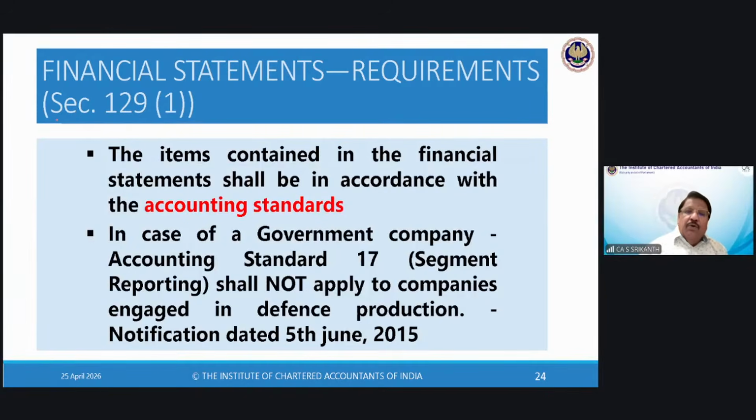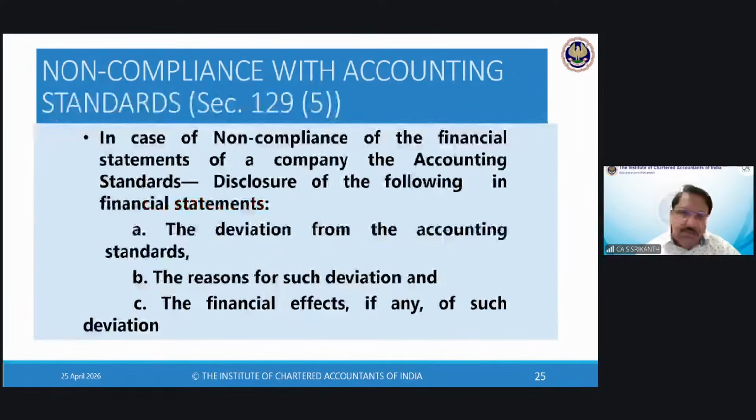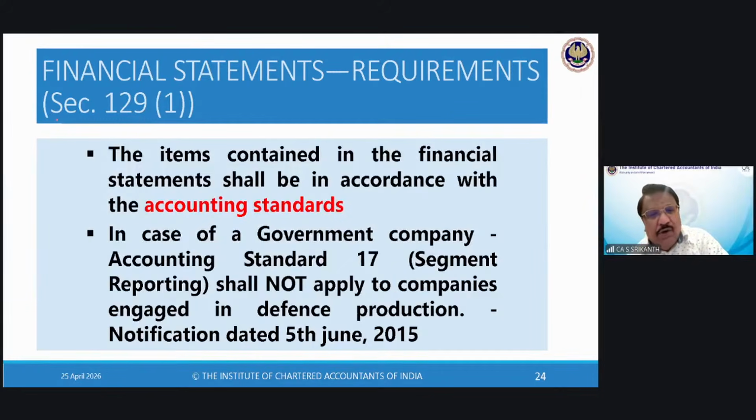Just check it out. In case of a government company, accounting standard 17 shall not apply. Right, sir? Obviously they don't want to classify defense production and give segment-wise information about defense and all, because of obviously national security reasons. So a government company engaged in defense production need not give accounting standard 17.